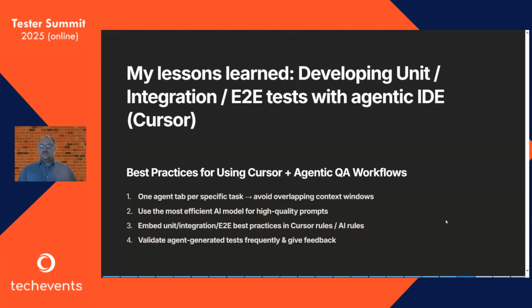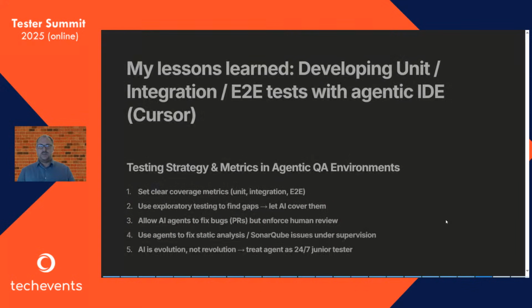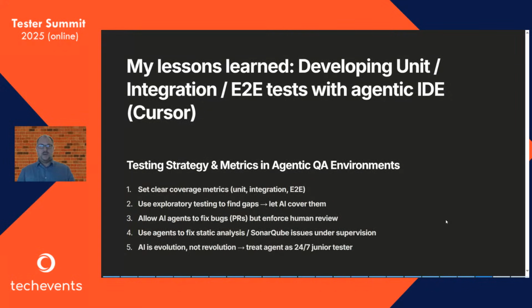And models are changing, of course. It's best to use the best model, but at the same time it needs to be quite cheap. And remember about validation of what was generated by the agent, and giving it feedback as often as possible.